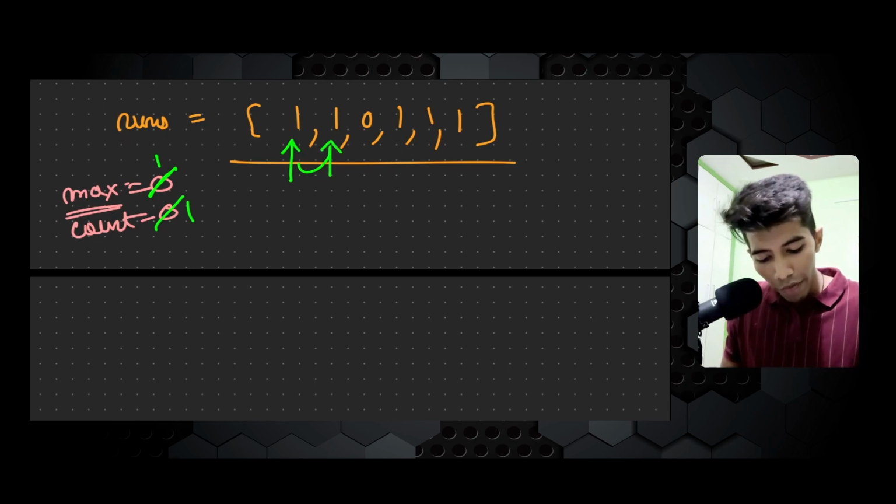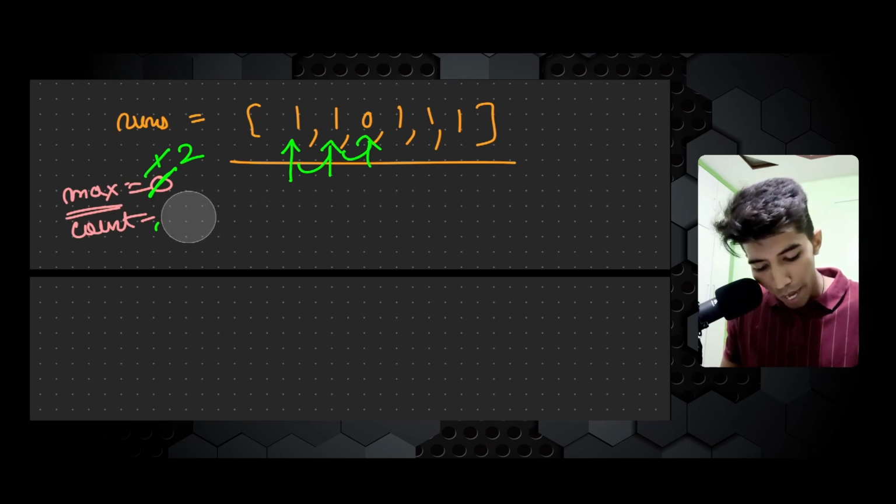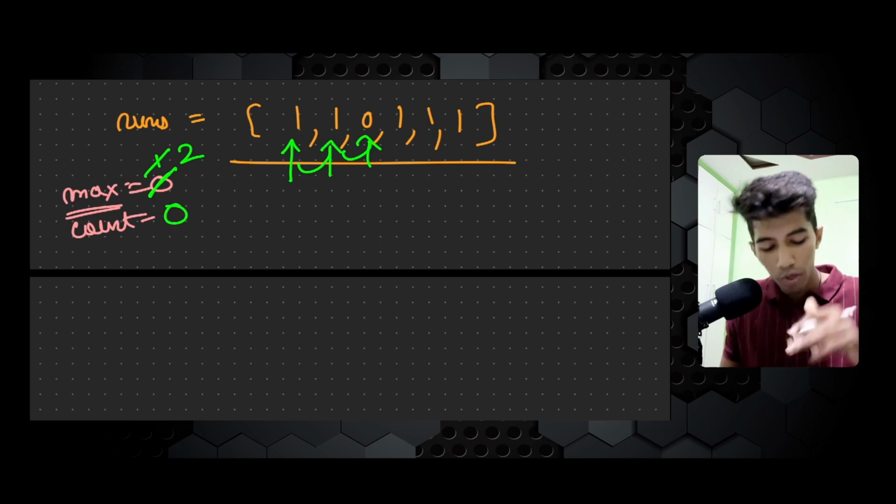Now I will increment this pointer here. Now this is again 1. Then it will add to this count, and then my max will become 2, because it will compare. Now we are on 0, and on the 0 what will be happening is my count will be reset to 0 completely.